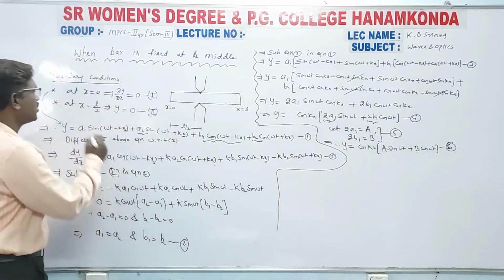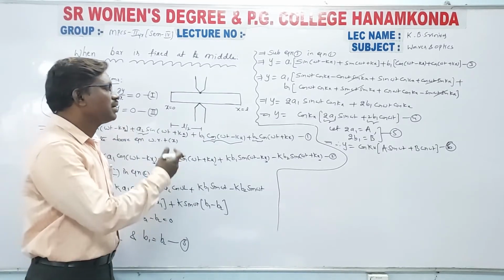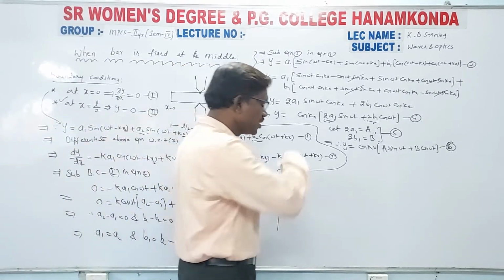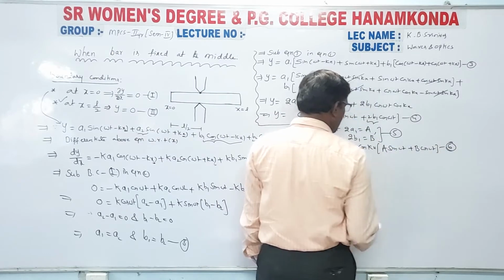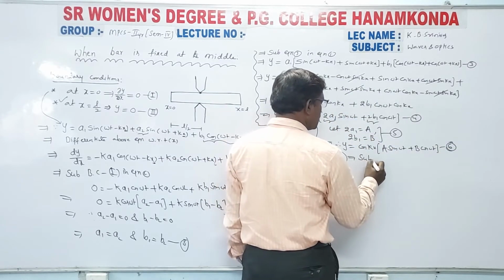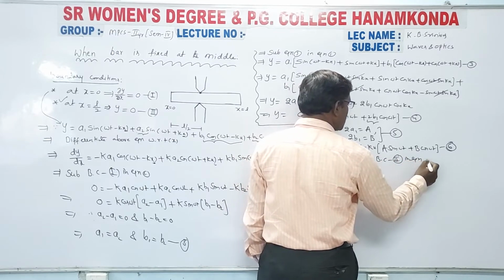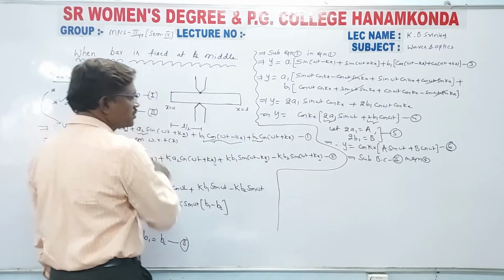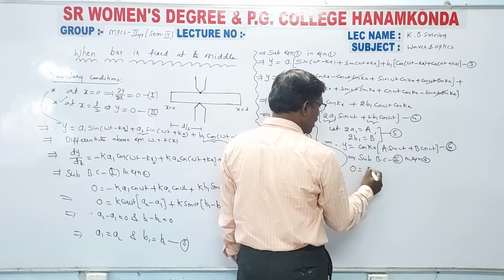Just substitute boundary condition 2 in equation 6. You can calculate the frequencies of the bar which is executing longitudinal vibrations. So simply I am substituting boundary condition 2 in equation 6. So what is boundary condition 2? That is y is equal to 0 when x is equal to L by 2.